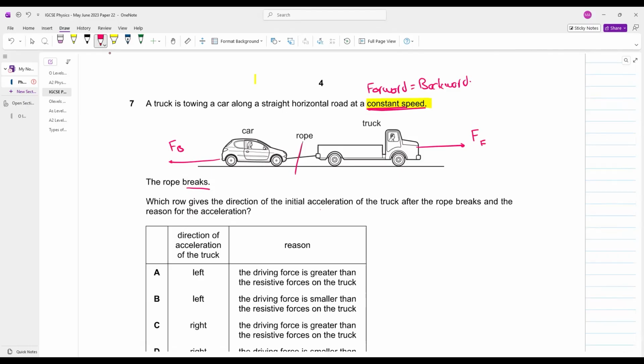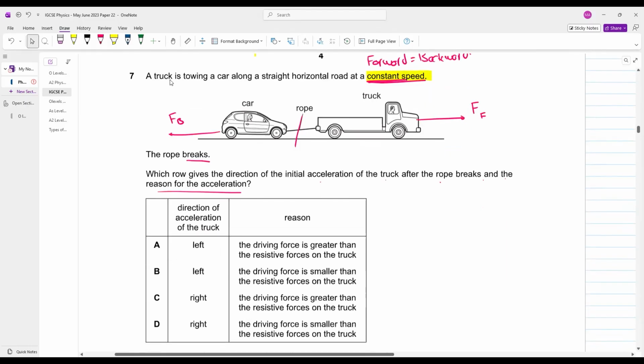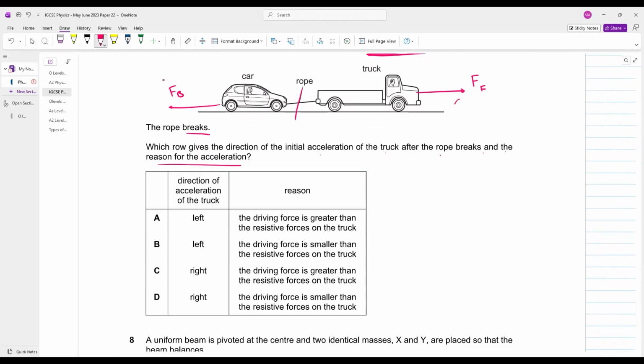Which row shows the direction of initial acceleration of the truck after the rope breaks and the reason for the acceleration? बेटा, अगर ये rope break हो रही है, what will happen? The truck will start to accelerate towards the right. अगर rope break हो जाती है बेटा, तो truck क्या करेगा? Accelerate करेगा towards the right. A and B get cancelled out. Why, why is this the case? क्योंकि the driving force becomes greater than the resistive forces on the truck.